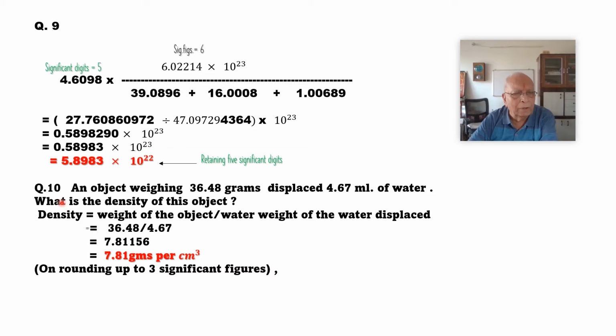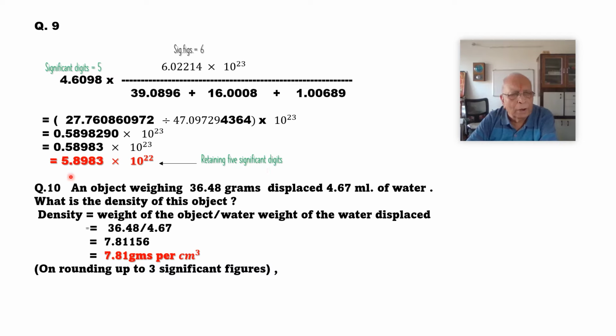Question 9, 10. Here, this is something relating to Avogadro's number. Some calculation has been made, and Avogadro's number, as we know, is 6.02214 into 10 to the power 24. So some calculation is related to this, and we solve it mathematically using simplification method, and the final answer has to be retained with significant digits.